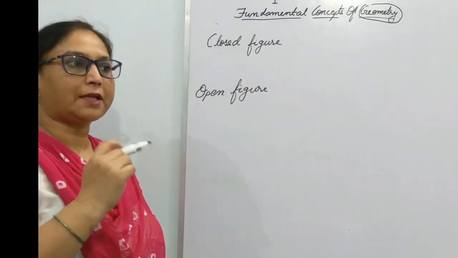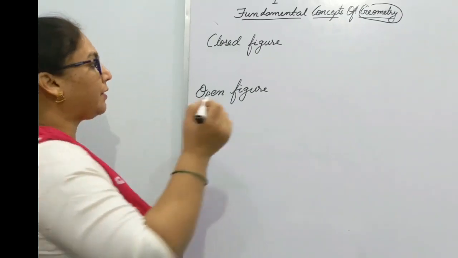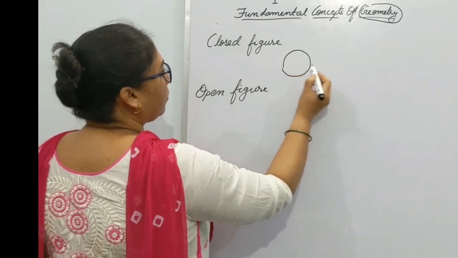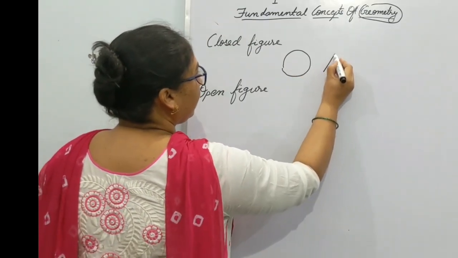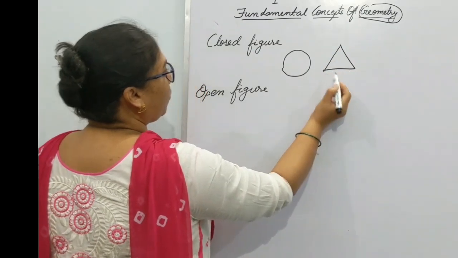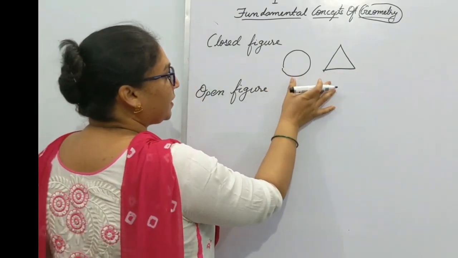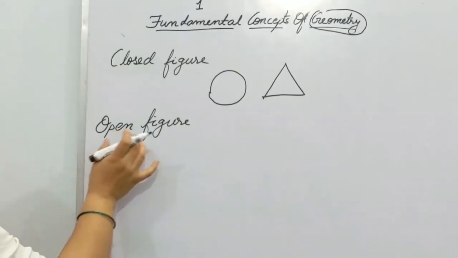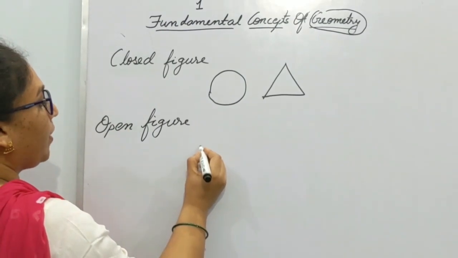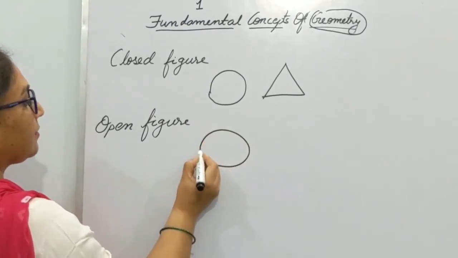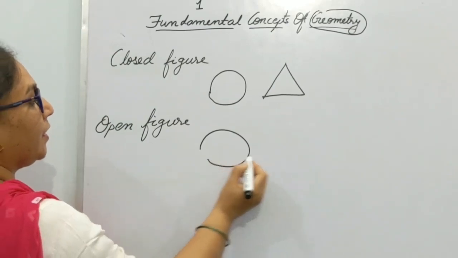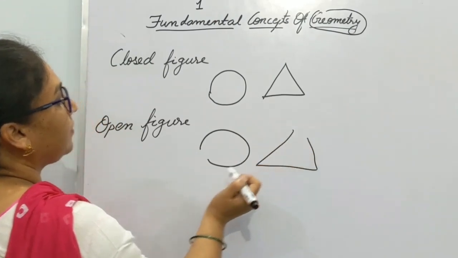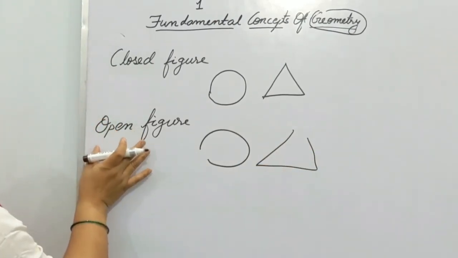Closed figure is a figure in which the starting point and the end point is same. For example, if I start a figure from here and it ends at the same point. One more example, if I start from here and end at the same point. Such type of figures in which the starting and end point is common is called closed figure. Whereas in open figure, the end points is not the same. The starting point and end points vary. One more example, you can see the starting points and end points vary. Such figures are called open figures.